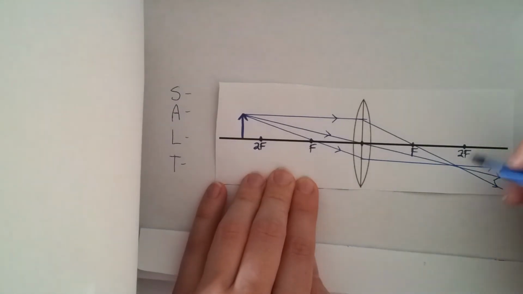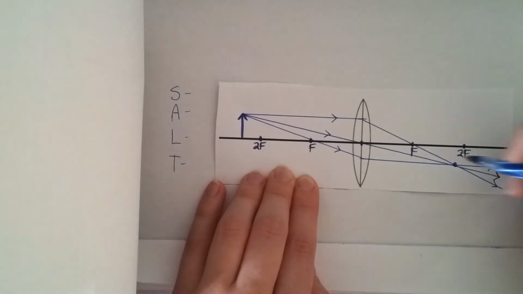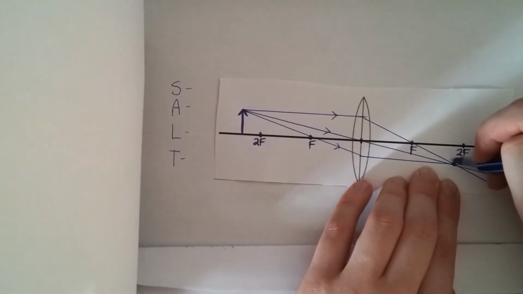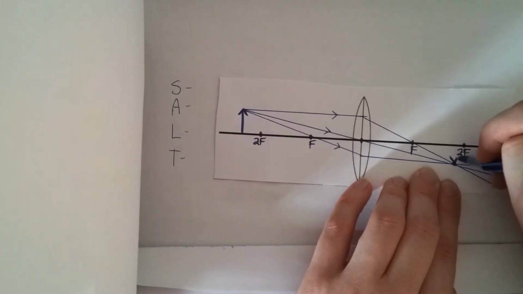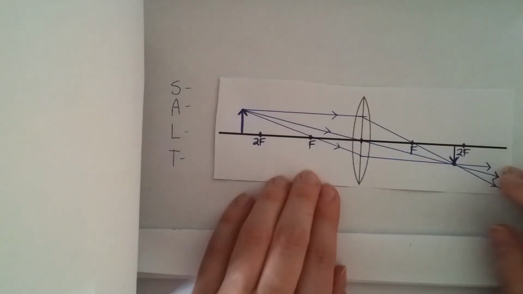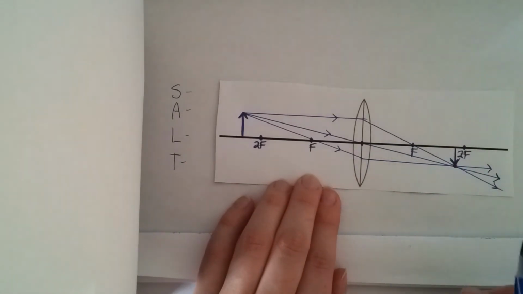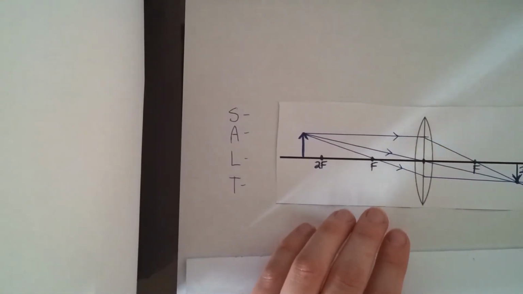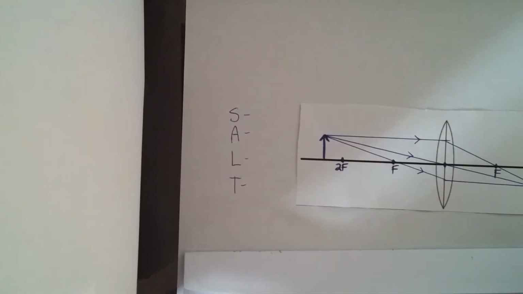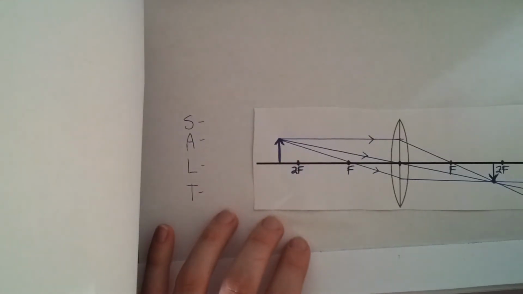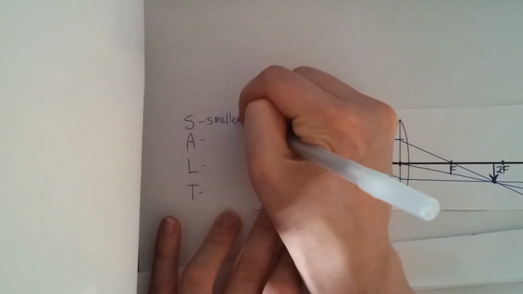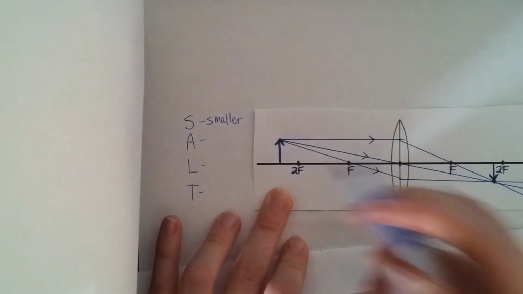Okay, as we can see, all of our light rays are concentrating right here. So this will be the top of my image. The bottom of the image is always on the principal axis. So as we can see, our image has been flipped on the other side. So now we have to do our SALT. The size of our image is smaller than that of the object. The attitude is upside down.